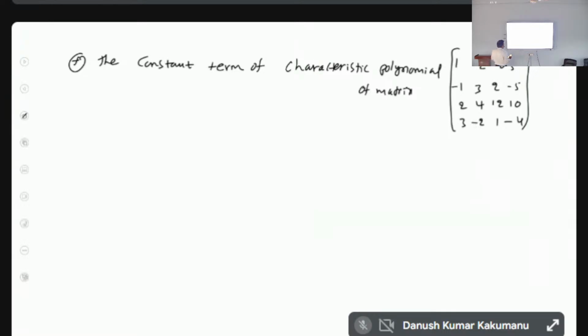Constant term of the characteristic polynomial of the matrix. Option A: 0, B: 1, C: trace of A, D: 2. What is the correct answer?